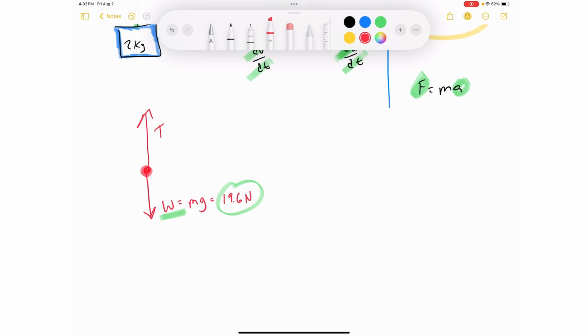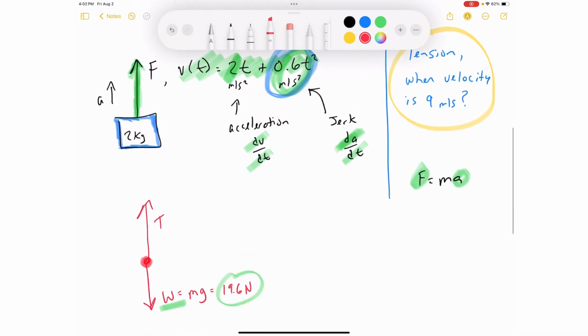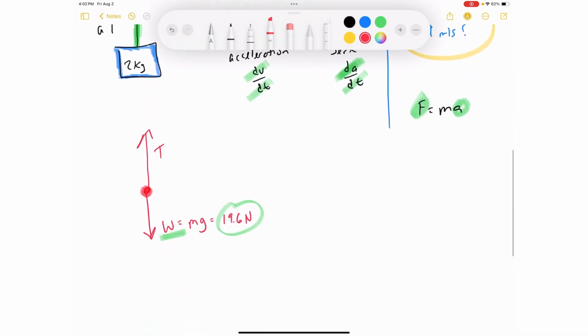And there are two forces acting upon it. Weight, or gravity, is pulling it down. And so gravity times your mass is your weight in newtons. So here the mass was 2. Gravity is 9.8. You multiply those two together, you get 19.6 newtons. So that is the force of gravity pulling this box down, 19.6 newtons.